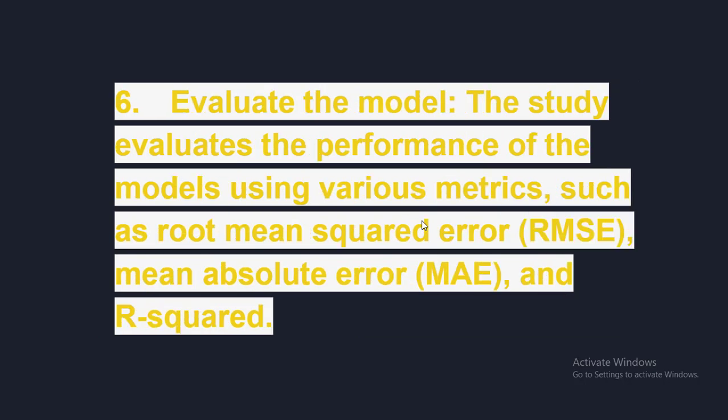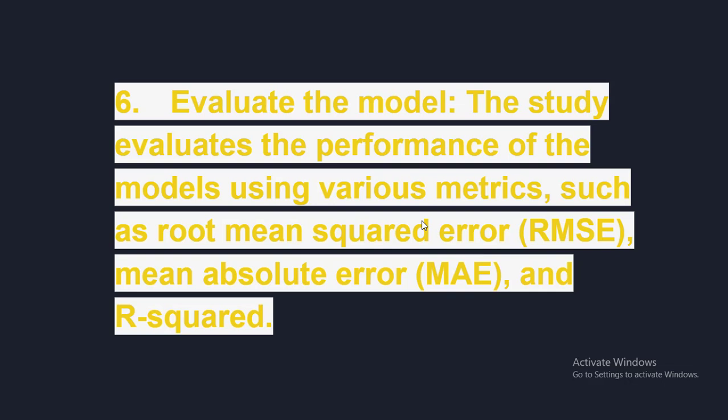In the sixth step of the data science process, we evaluate the performances of the regression models that we built in the previous step. There are various metrics that can be used to evaluate the performance of regression models, and in this example, we use root mean squared error, mean absolute error, and R squared. Root mean squared error and mean absolute error are measures of how well the model predicts the actual house prices. Root mean squared error measures the average difference between the predicted house prices and the actual house prices and is calculated by taking the square root of the mean squared error.